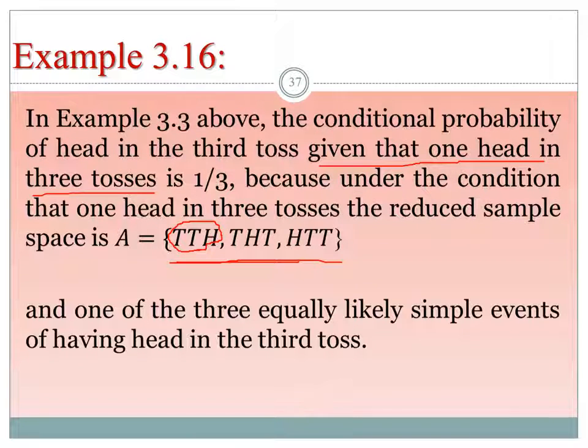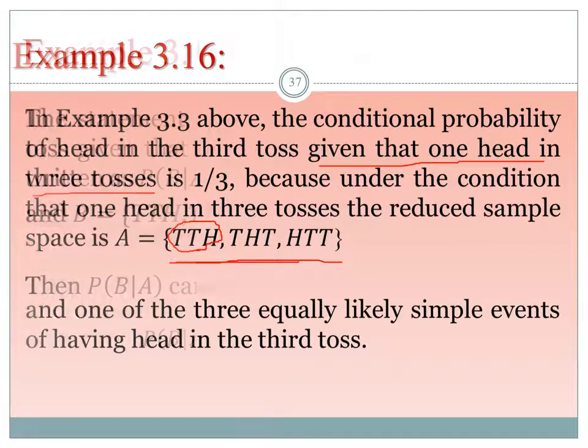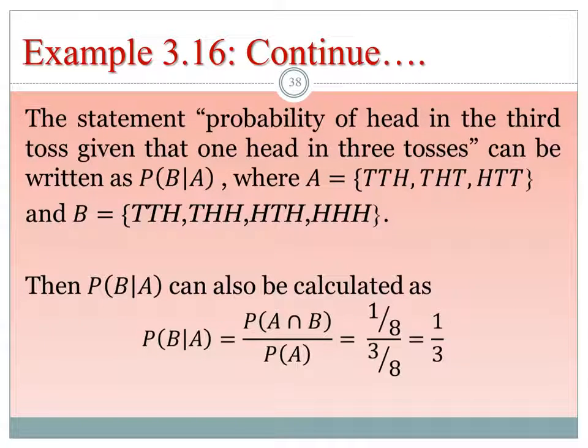And one of the three equally likely simple events of having a cat in the third case. Okay, maybe we can use that in our formula. So we can write event A and event B. So we can calculate the probability of A intersection B.